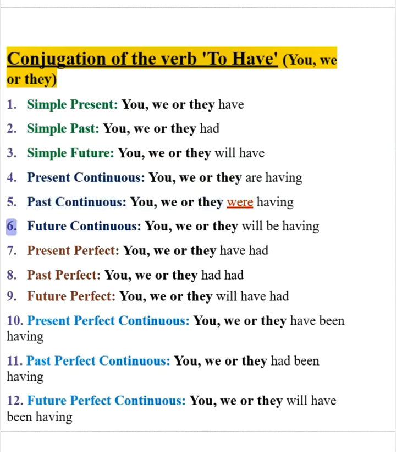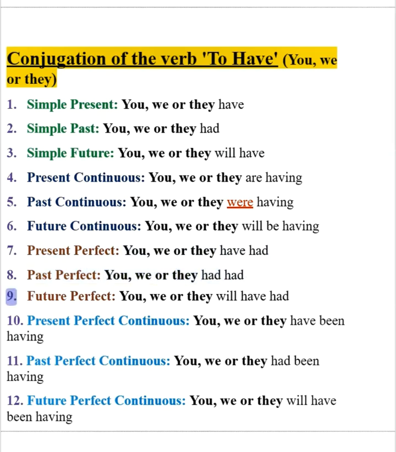6. Future continuous, you, we or they will be having. 7. Present perfect, you, we or they have had. 8. Past perfect, you, we or they had had.